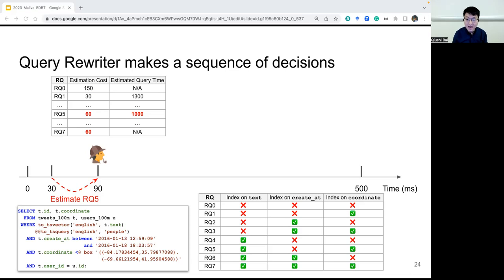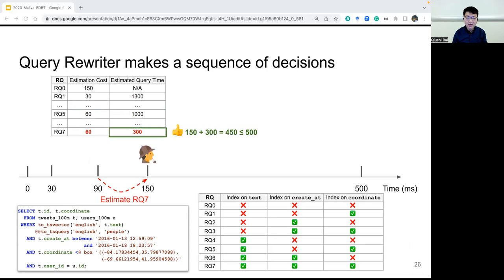Fortunately, we still have some time to explore more RQs. The agent decides to explore RQ7. After spending another 60 milliseconds, it turns out RQ7 is roughly 300 milliseconds query time. So if we run RQ7, we can meet the deadline.